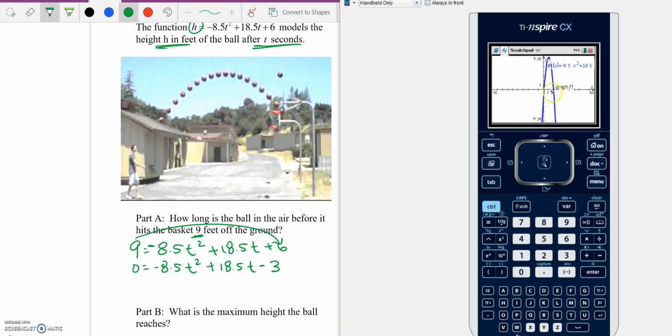Okay, so when I look at this, it's equal to 0 here, and it's equal to 0 again over here on the right. I want to know when is it going to be at 9 feet. So I want to know these times on the left and the right. So we can use our function, menu, analyze graph. We're looking for zeros. I can find this one, and I have a 0 at 0.17 seconds. And I can do it again, and I get another one at 2 seconds.